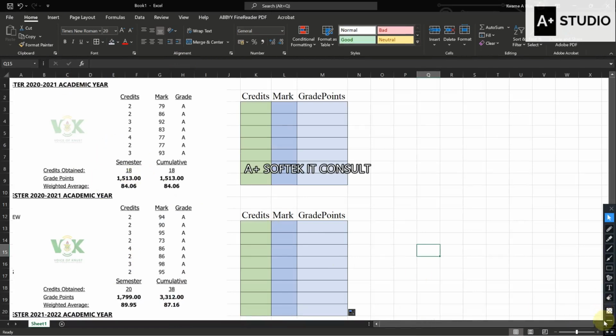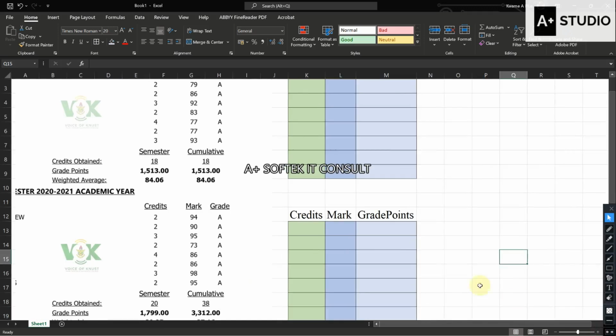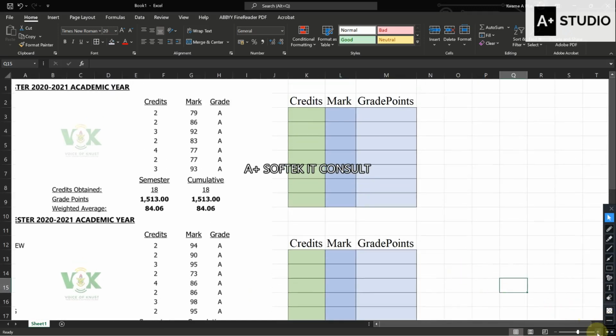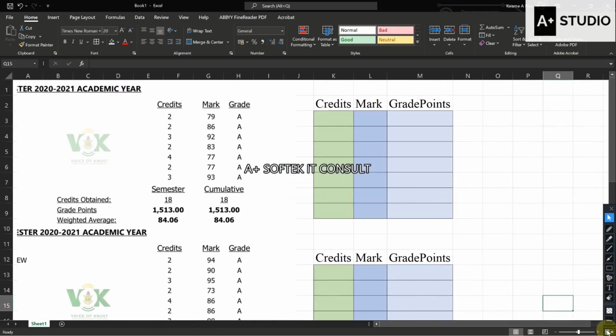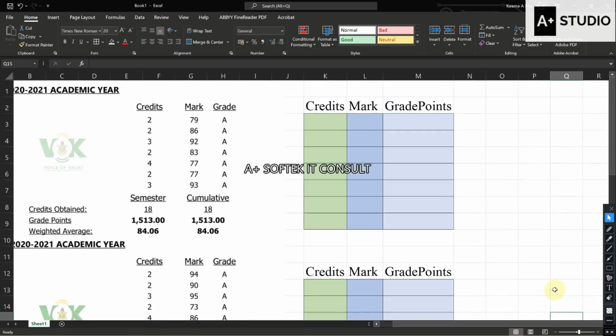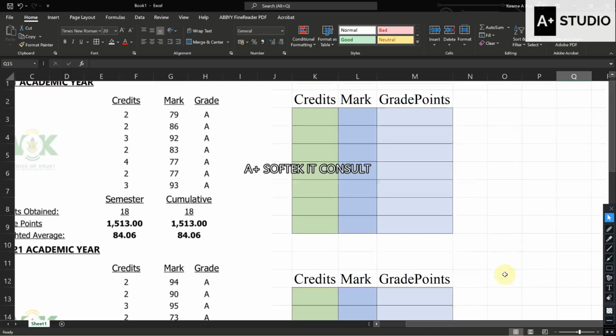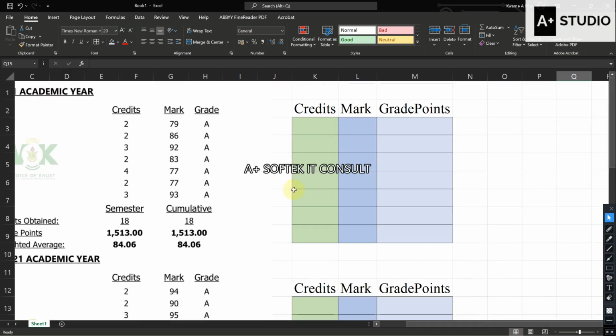I have a result right here, as you can see. It is an authentic result from KNUST. So let's look at this. We have the credit hours.